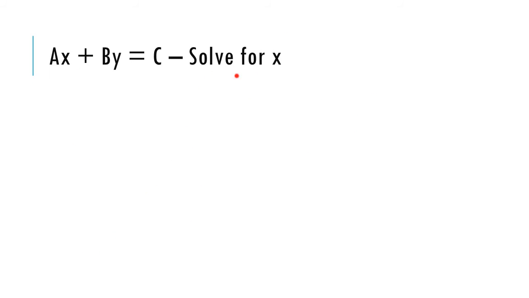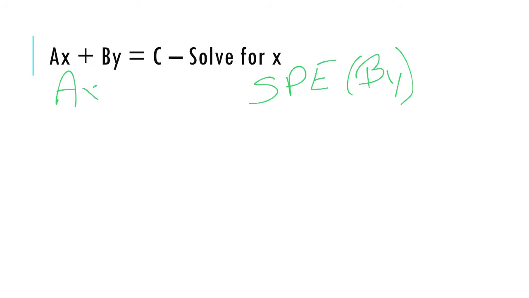Now let's look at it again. What happens if instead I want to solve for x? Well, we're going to think the same thing. I have this term and this term. I want to get this term away from this side. So I'm going to subtract by from both sides. So that gives me ax equals c minus by.